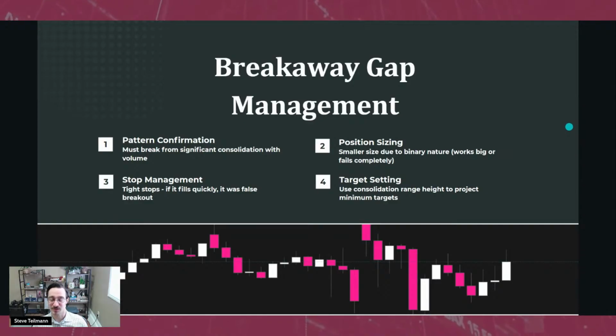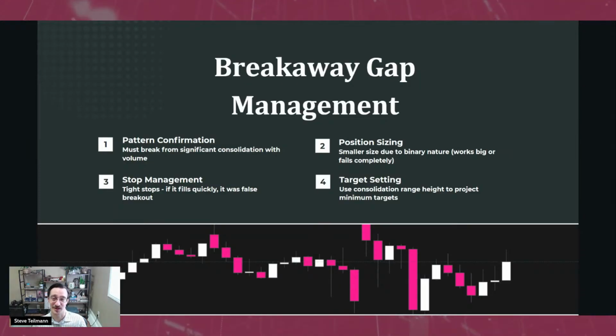So basically the same thing as the earnings gaps. You want a little bit smaller sizing due to the binary nature of these trades. It either works really big or it just crashes and burns, and you get one of those gap and craps. So until we see clarity in the charts, we want to protect ourselves, so we size a little smaller on these. Maybe we size a little larger on the gap fills, because gap fills have about, I think, 75 to 80% chance of filling. They just love filling. That's very high probability.